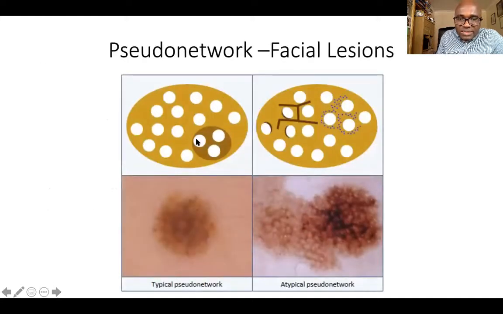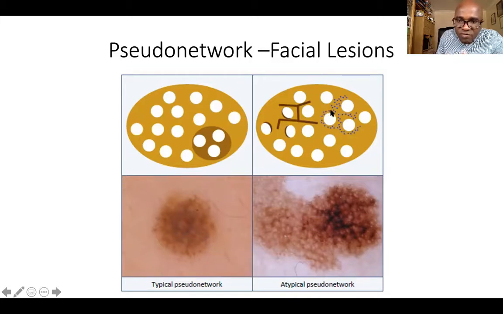So this is a pseudo network. This is what I'm trying to describe. The pseudo network is these follicular openings, and when you see a dark brown area there, you're worried about early lentigo changes. But these are what you get in pseudo network. So you can see all these brown areas.